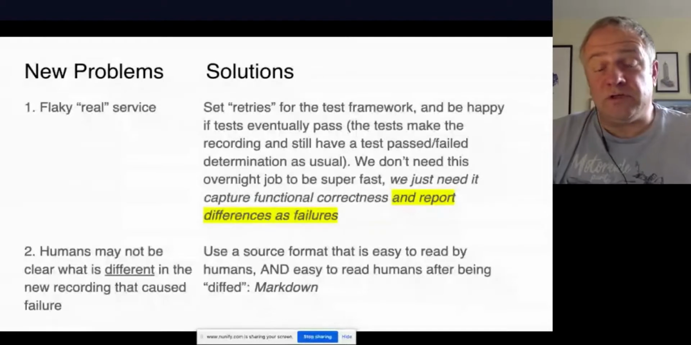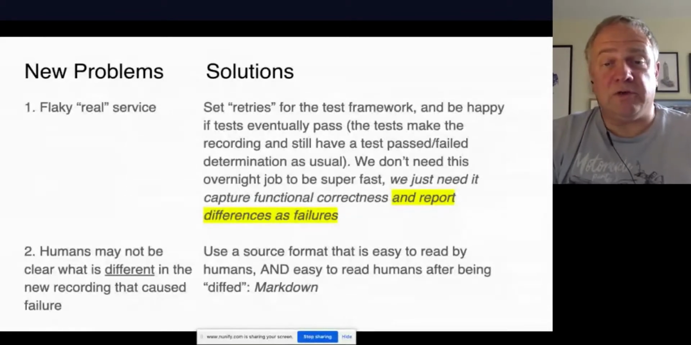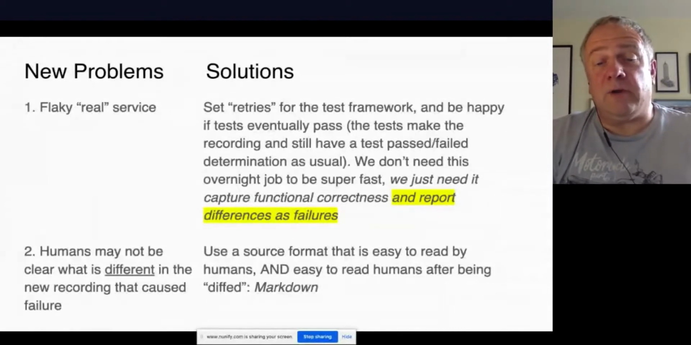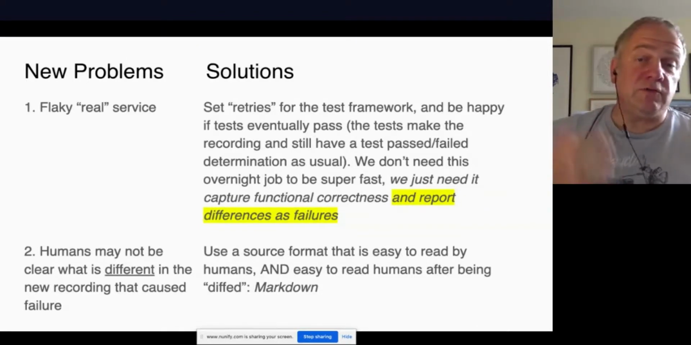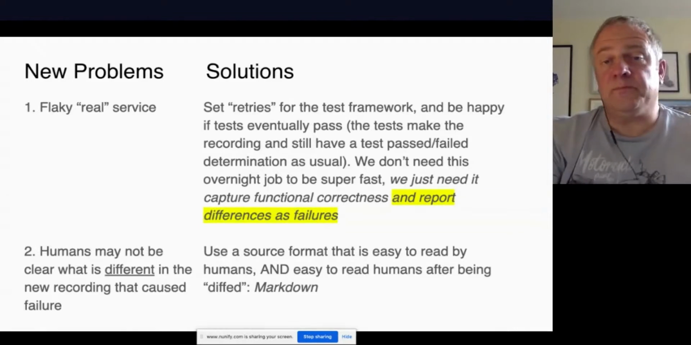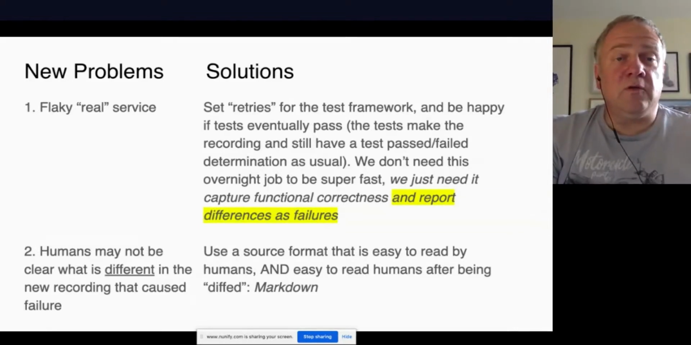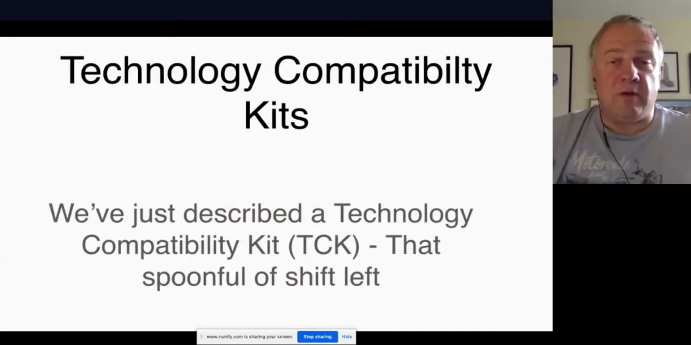Git diff or subversion diff or whatever source control package you're in, diffing is a bread and butter activity for developers. They understand it, they're able to work with it, and if we've made the source format easy to diff, then we're aiding developers or QA automators doing some investigation as to why one of these re-recordings is different to what it was before. So anyway, what we've done is we've segued into this idea of a technology compatibility kit.